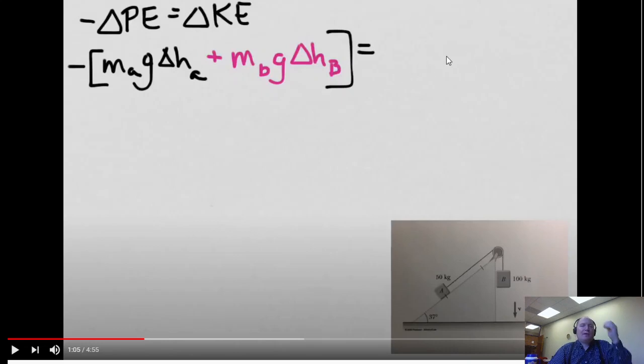Because it's probably going to be 1/2 MA VA squared plus 1/2 MB VB squared, though, because they're tied together, VA and VB will be the same. But so really, really interesting.